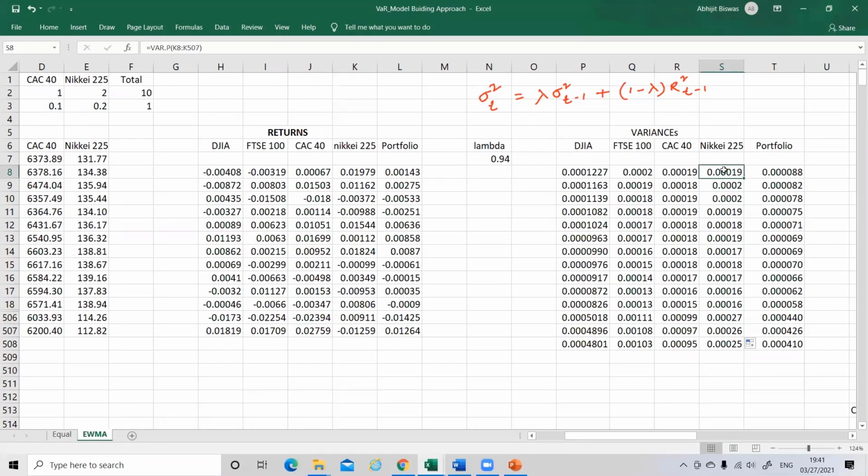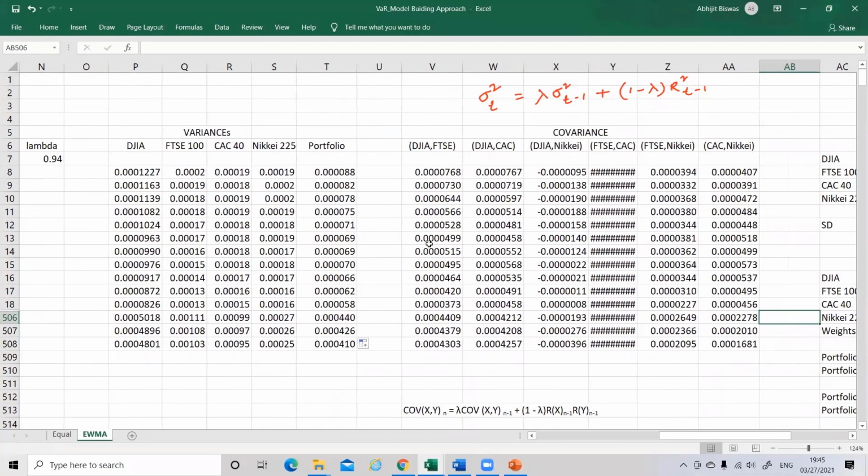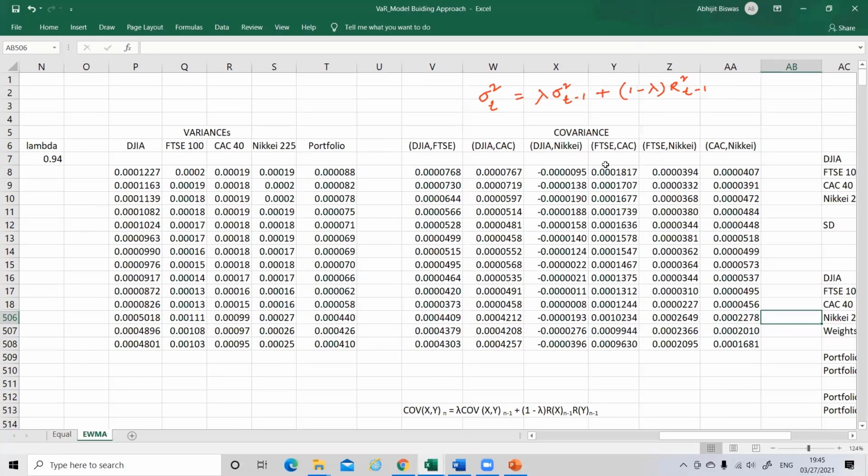Nikkei is done. Now come to portfolio. Same process for portfolio also. For first day's return, use var.p. From second day onwards, use this formula. Yes. So just drag it till 507. Okay. Next is covariance calculation.